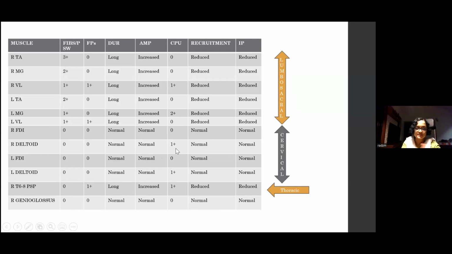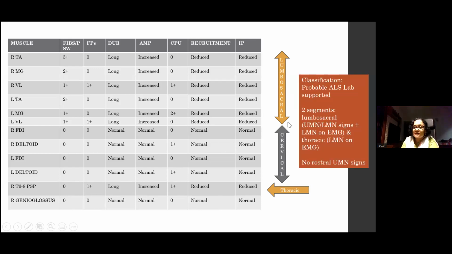A few polyphasics in deltoid is fine. We know that it's normal. So the classification here, according to the revised El Escorial criteria, according to Awaji-Shima criteria, would probably be probable ALS, lab supported for revised El Escorial, or just probable ALS, because you have UMN and LMN in lumbosacral, you have LMN in thoracic.